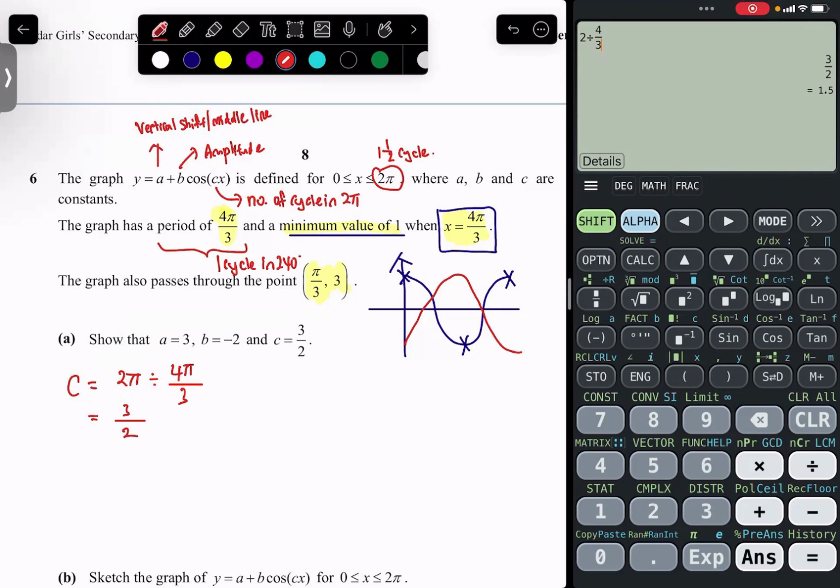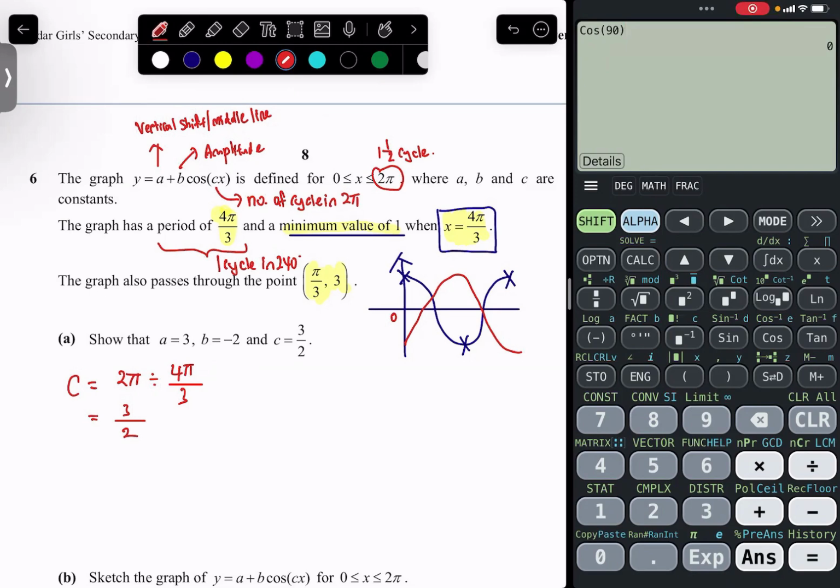Okay, now because I know that the value of c is 3 over 2, so I multiply 3 over 2 by π over 3, which is 180 divided by 3. Okay, I do it in degrees. So that's 90 degrees. Now cos 90 is equal to 0. Okay, but if it's cos 0 and the answer shows me it's 3, right? Because when cos is 0, the answer should be 0, as in the middle line. But this time it is 3. So that means the middle line is equal to 3.